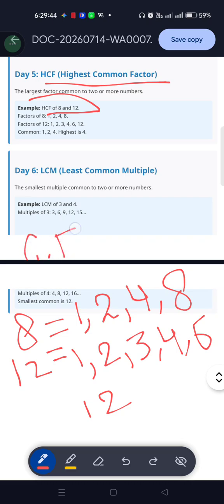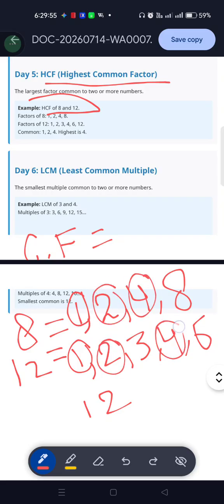What are the common factors in these two? We will circle them. So you can see here 1, 1, 2, 2, 4, 4. Only these three numbers are the common factors of 8 and 12. So you will write here 1, 2, 4.